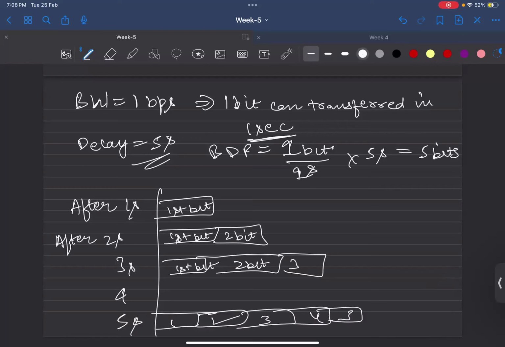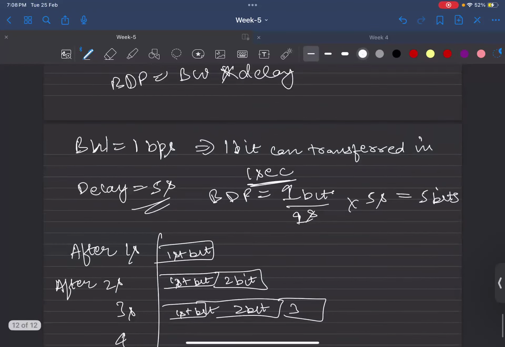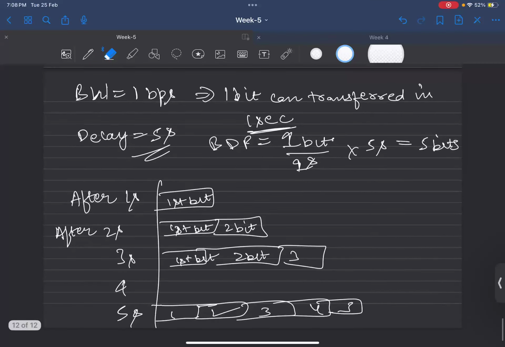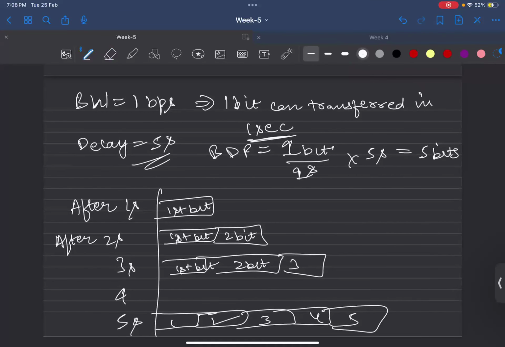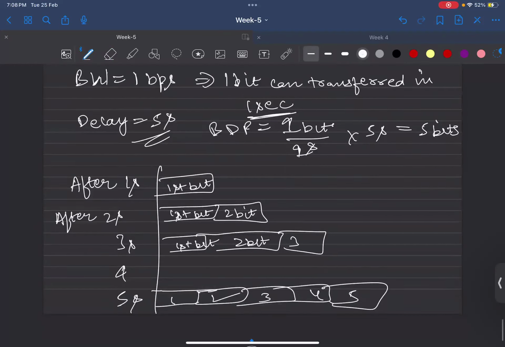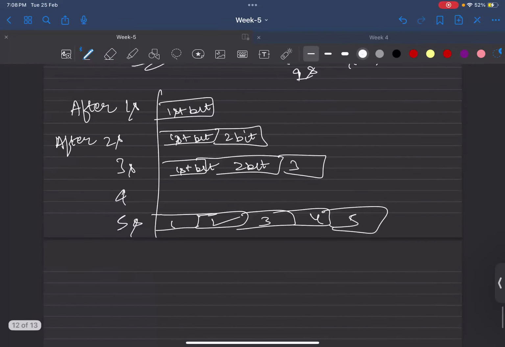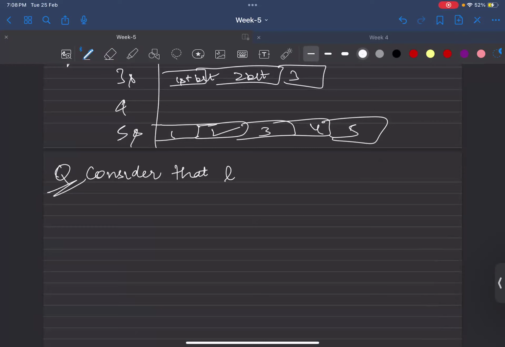And as we have done, what is bandwidth delay product? The amount of data that can be transmitted in a given time. So how much data is transmitted within the 5 seconds? That is 5 bits actually. So this is how this happens. And suppose there is a quick numerical question. Consider that the link capacity of the channel is 512 kbps, kilobits per second, and round trip.